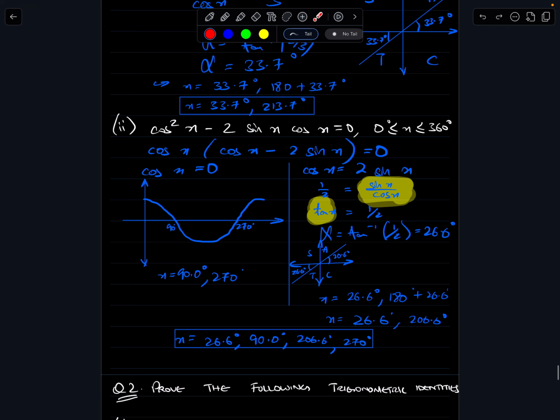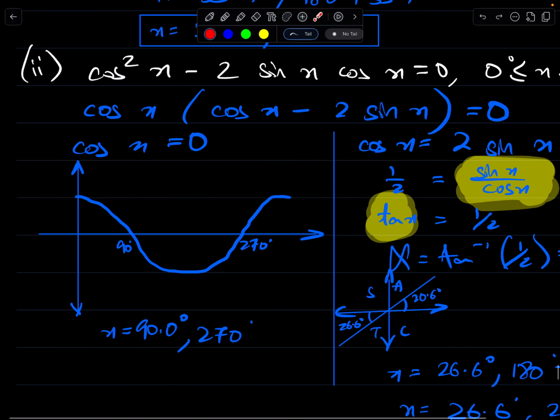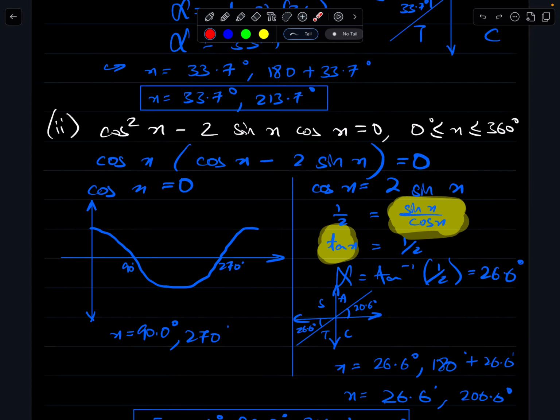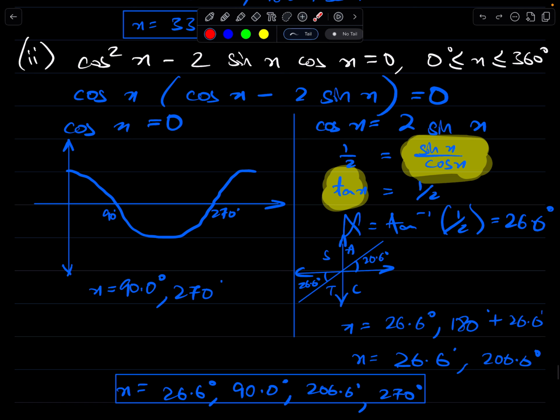Moving on, we have something like this. This seems complex, but you need to realize that both these things are cos, and you can take cos common. After taking cos common, we'll just solve for cos and this part separately. So cos x is equal to 0. We learned that whenever we have something like this, we'll not solve it. Instead, we'll use the graph to find the intersections. In this case, 90 degrees and 270 degrees are the values of x.